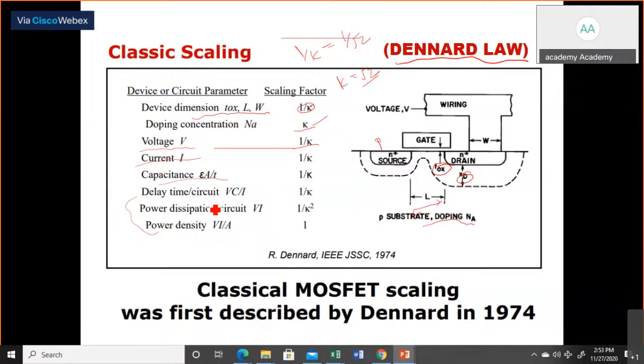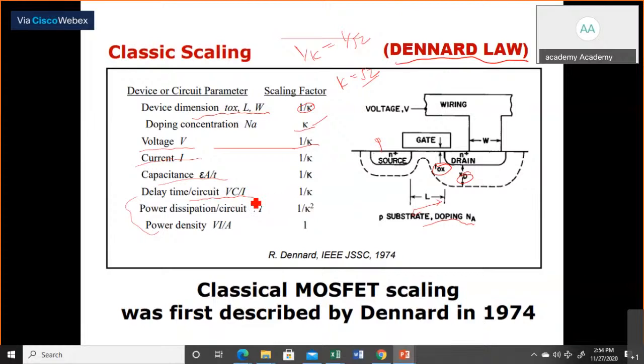These are the three performance parameters. As you can see, delay. So delay depends on the simple delay equation: tau is equal to RC, the time constant. RC is proportional to V by I, where R is resistance and C is the load capacitance.